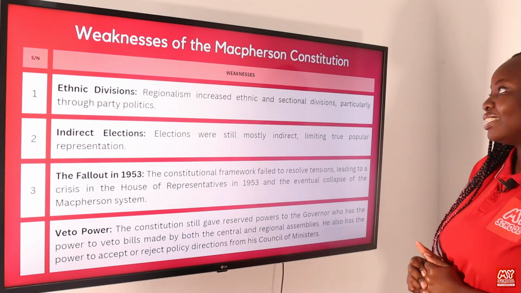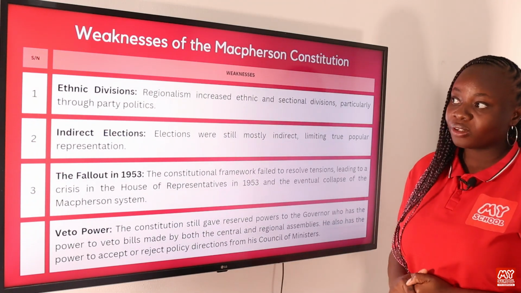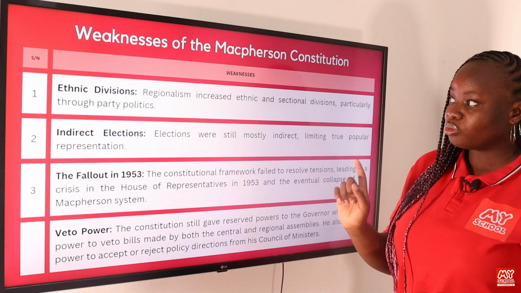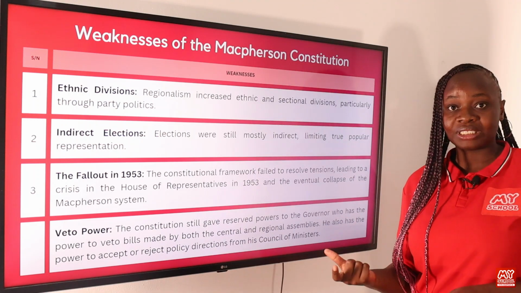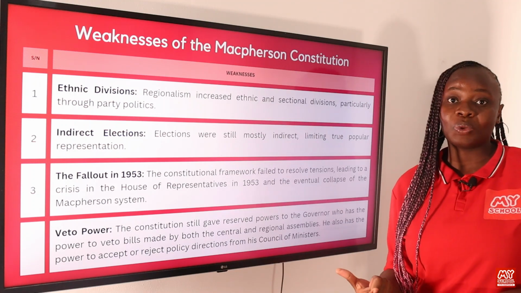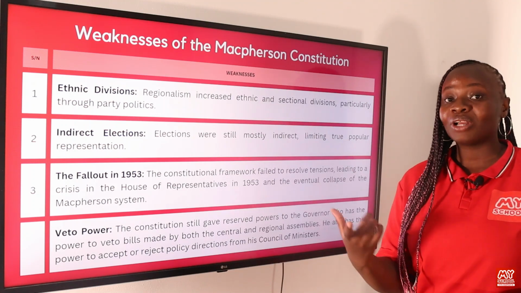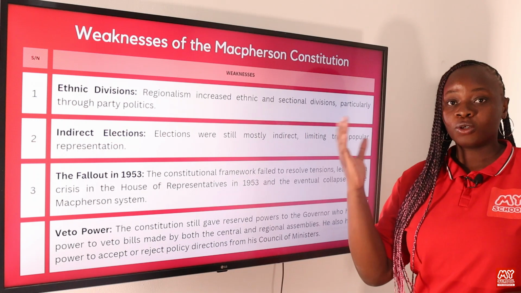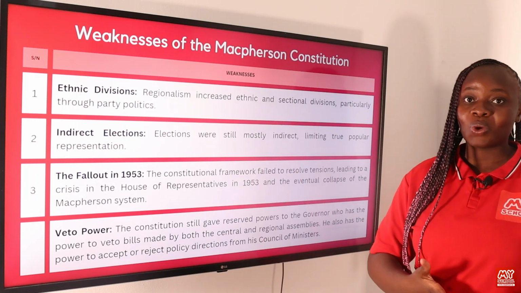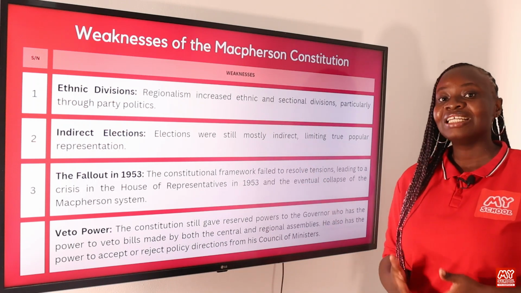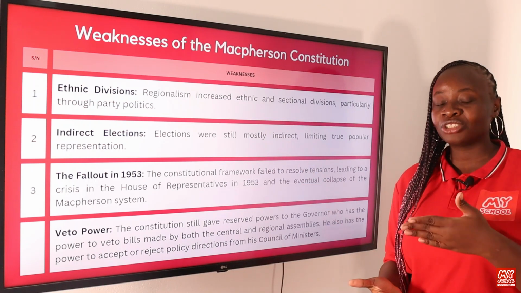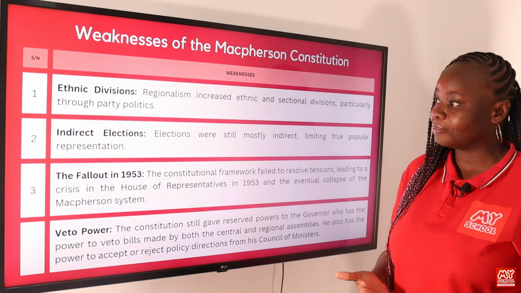All right, so what are the weaknesses of the Macpherson Constitution? One of them is ethnic divisions. Regionalism increased ethnic and sectional divisions, particularly through party politics. Remember, the political parties that were developed were created along ethnic lines. The NPC was for the northern region, the AG was for the western region, and the NCNC was for the eastern region. So this created ethnic division within the country, and this continues to haunt Nigeria to this day.